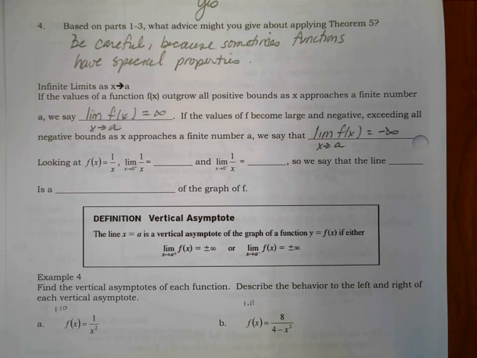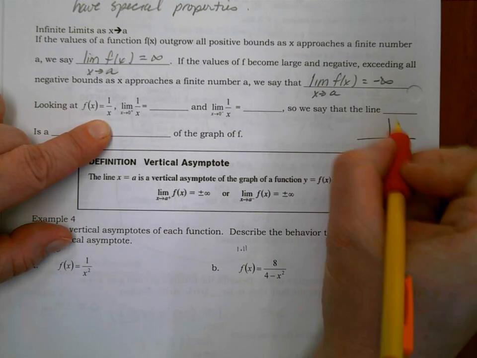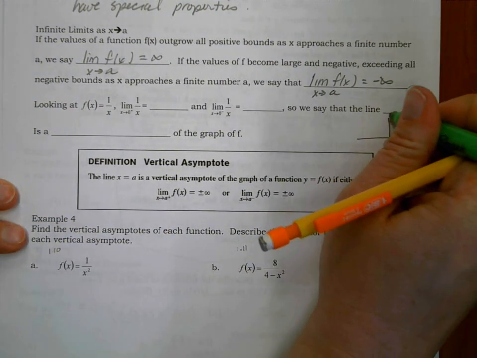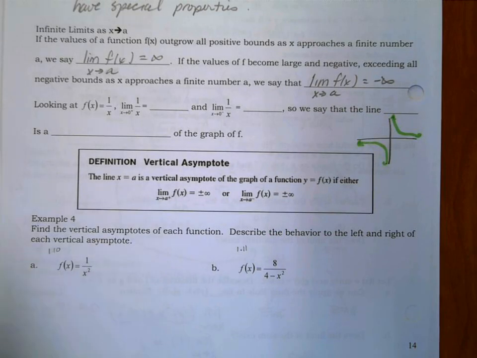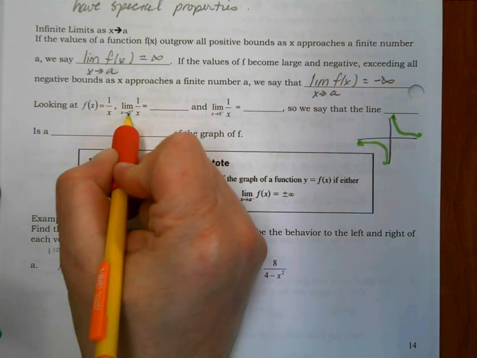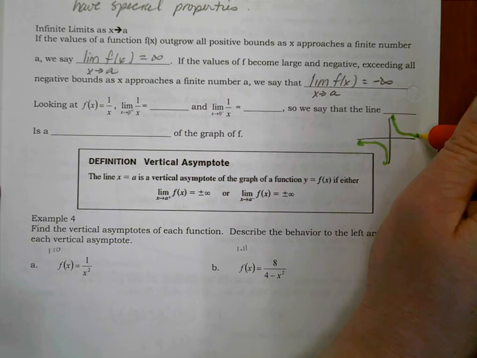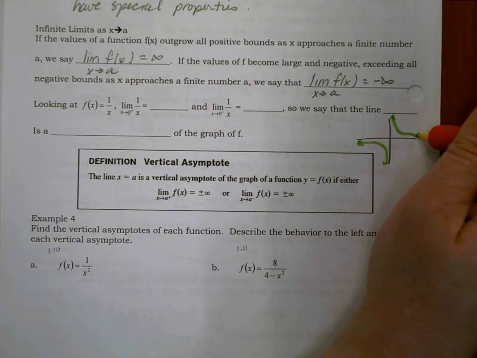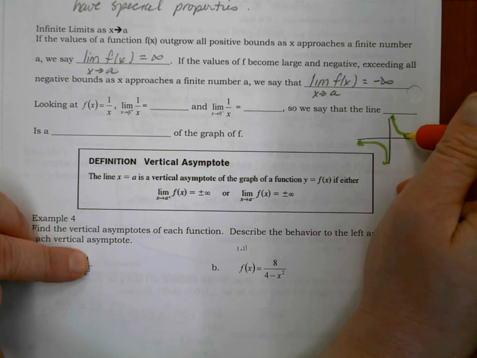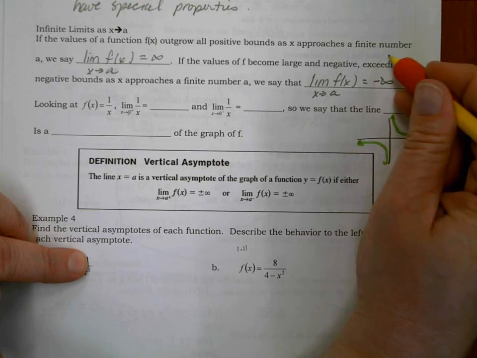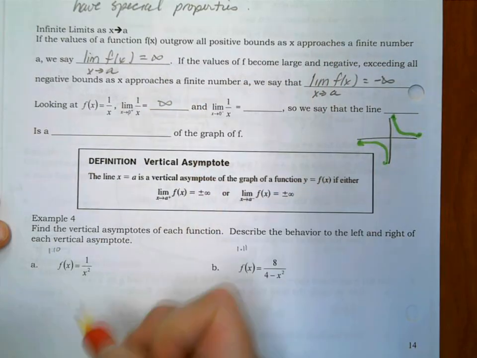So if we were to look back at our function, our 1 over x, so that's just our good old-fashioned hyperbola. So if I were to just graph a hyperbola, and I were to think about the limit as I approach 0 from the right. What ends up happening? As I approach 0 from the right, heading towards the left, my y values start getting bigger, bigger, bigger, up forever. So then that's outgrowing all positive bounds, right? It's going up forever. We say that limit is infinity.